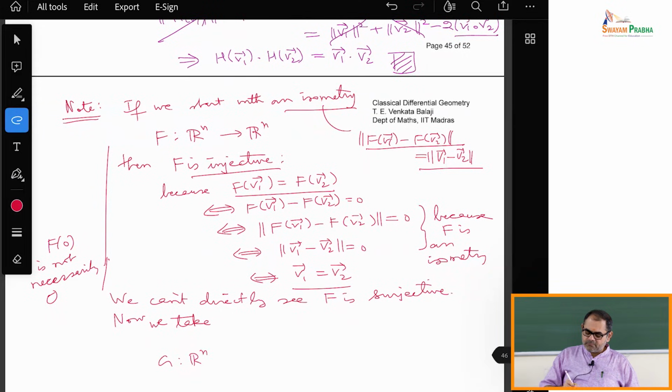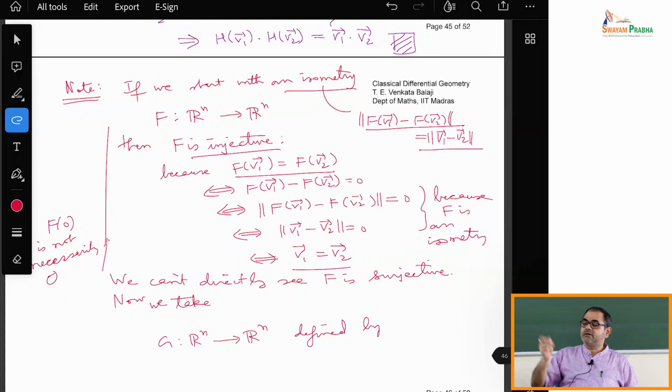Okay, 0 goes to f of 0. f of 0 is a vector. Now you have to bring f of 0 back to 0. So you have to translate by minus f of 0. So you define g from Rn to Rn by, you undo the effect of 0 not going to 0. So what you do is that you first apply f. Then g of v is f of v minus f of 0. Then the point is that g again is an isometry, but g will now take 0 to 0.